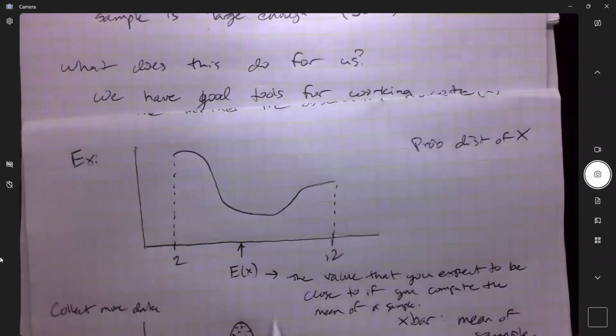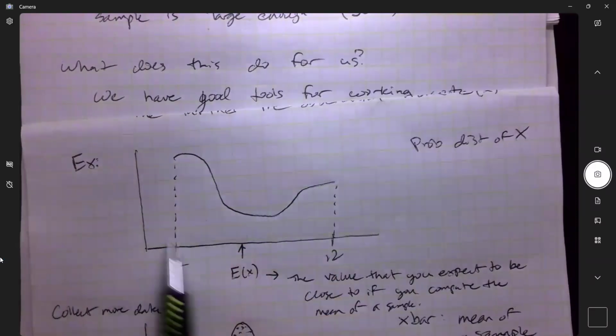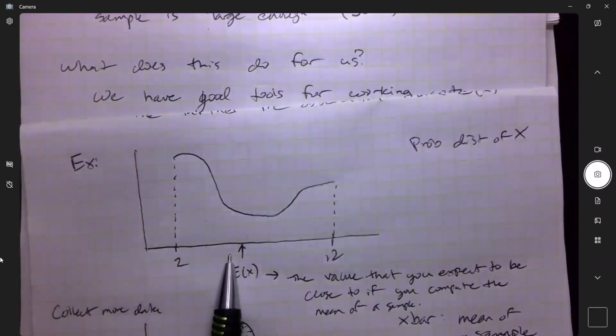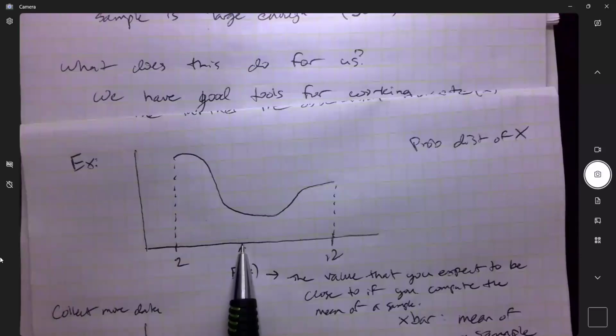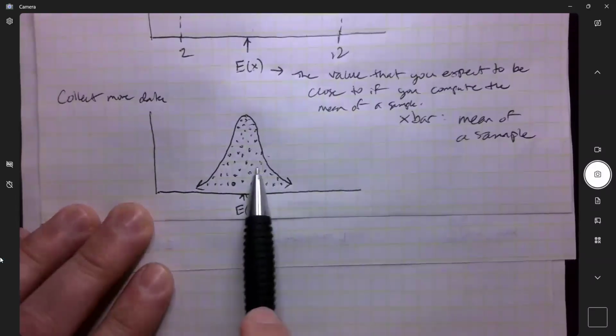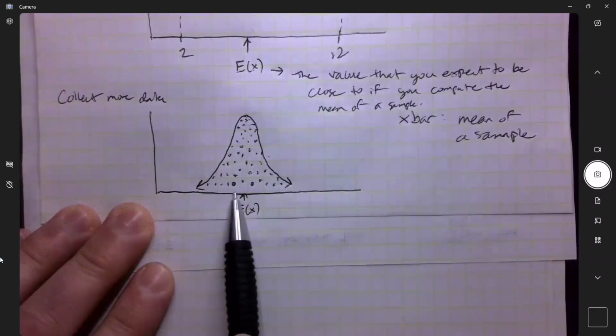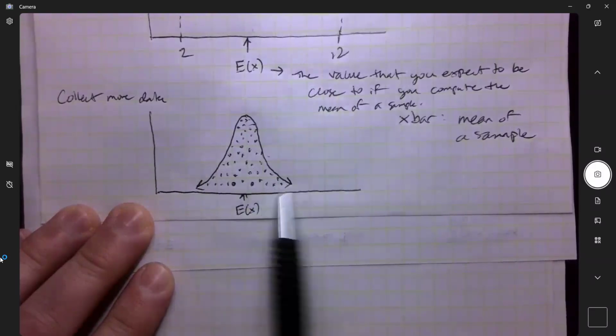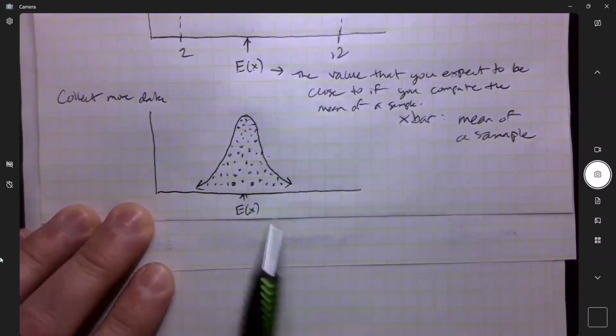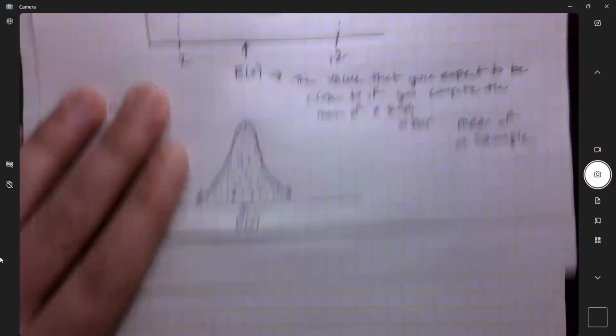I can't use normal distribution tools on this distribution because it's not bell-shaped. 2 standard deviations away from the center is not going to tell me where 95% of the data lives, probably. I would be lucky if it did. But if I collect data and average it, 2 standard deviations on this graph will show me where 95% of the sample means live. And that is really good information about my population.